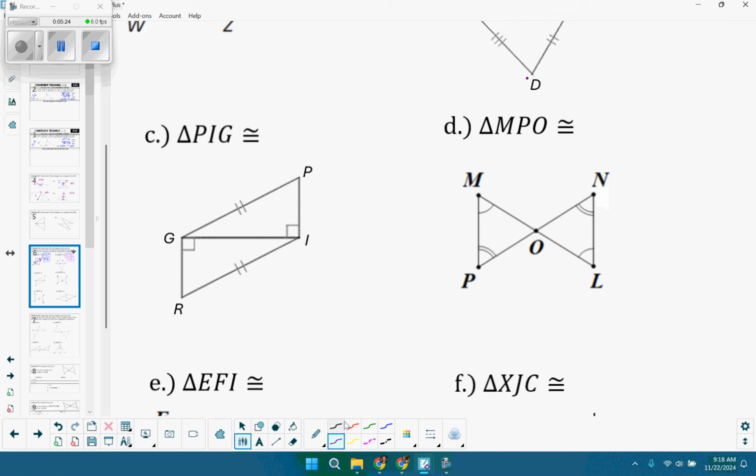For part C, I have a reflexive side that I can mark, and that's it. So this is an S, this is an S, and this is an A. This looks like ASS because connecting the S's together does not point to where the angle was, but it is ASS in a right triangle, which converts it to HL. So triangle PIG would match triangle RGI.